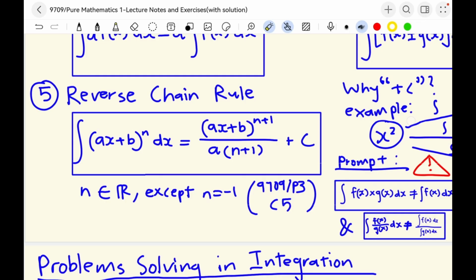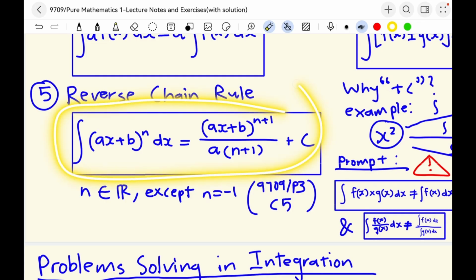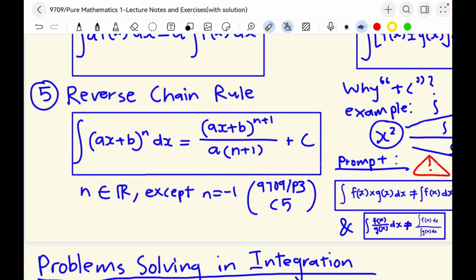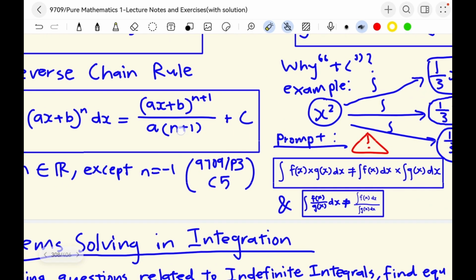So anyway, this rule applies: integrating the inside function with the power of n plus 1, divided by n plus 1 in the bracket, and times a in the denominator, just like that. And of course with the plus c.